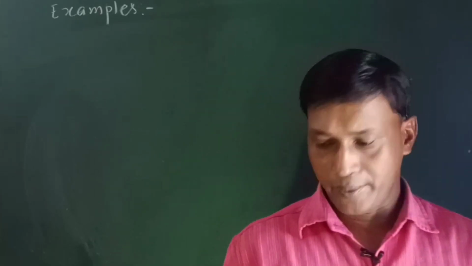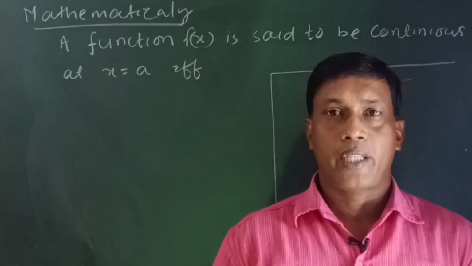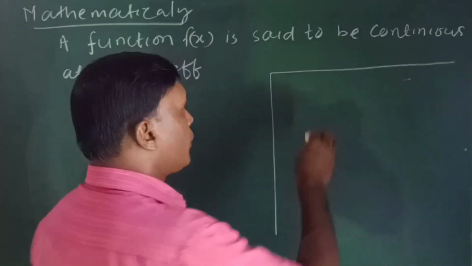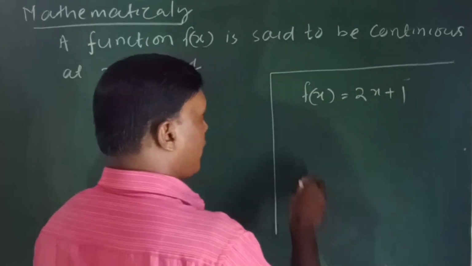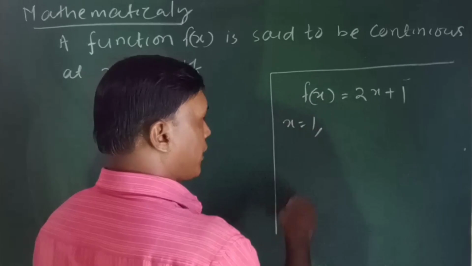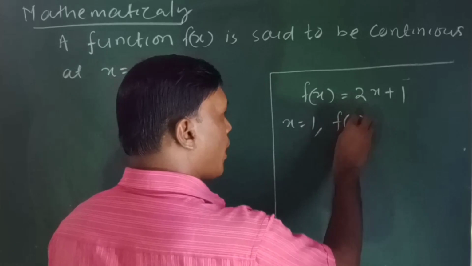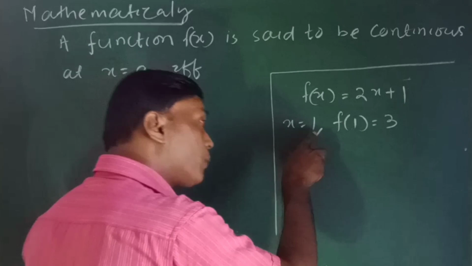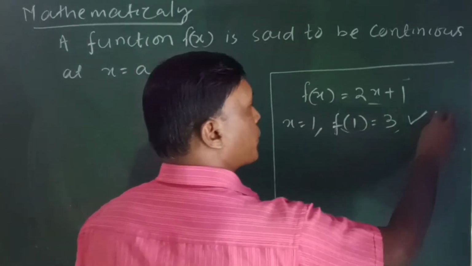Mathematically, before describing you the definition of continuity, I will say you there are two values of a function. एक फंक्शन का दो वैल्यू होता है. कैसे? Suppose you have given a function f of x is equal to 2x plus 1 and you are required to find the value of f of x at x is equal to 1. If you take x is equal to 1, then the value of f of x means f of 1 is equal to 3. So look at here, when we put x is equal to 1, the value of the function is 3. This is known as a functional value.